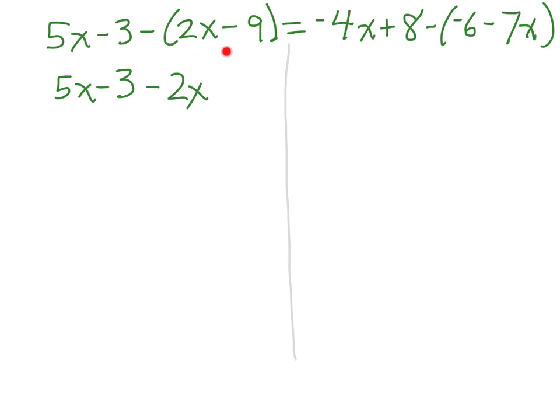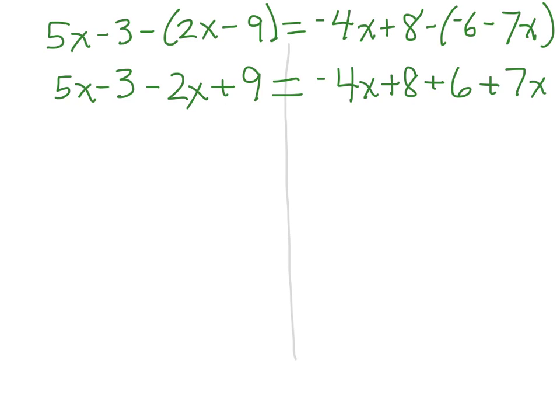And then in the opposite region is a negative 9, making it a positive 9. On the right-hand side, I have the negative 4x plus 8, and then I have the opposite of a negative 6, making it a positive 6, and the opposite of a negative 7x, making it positive 7x.